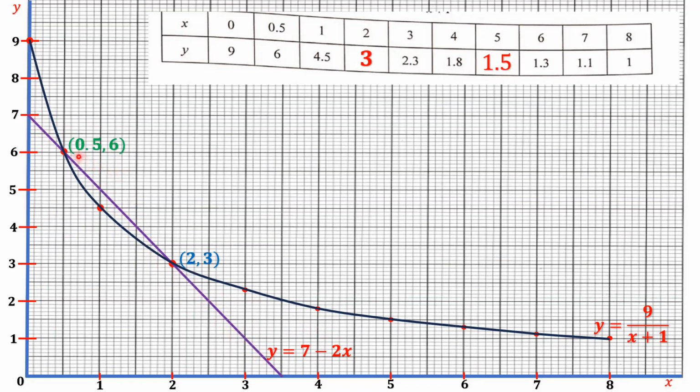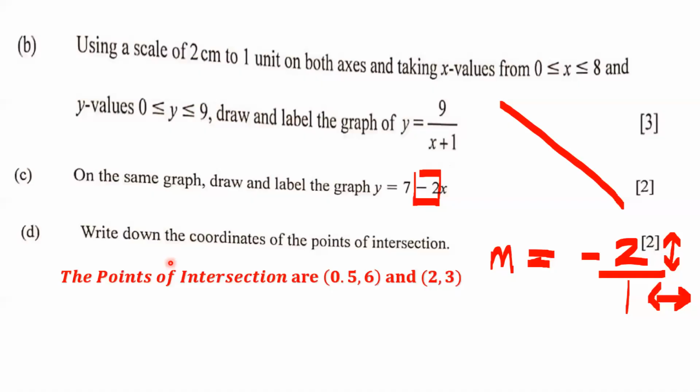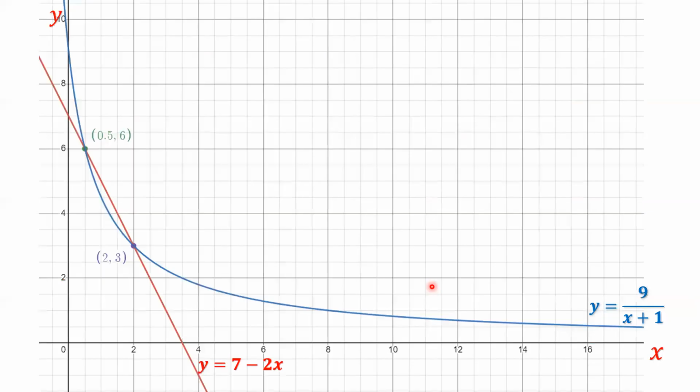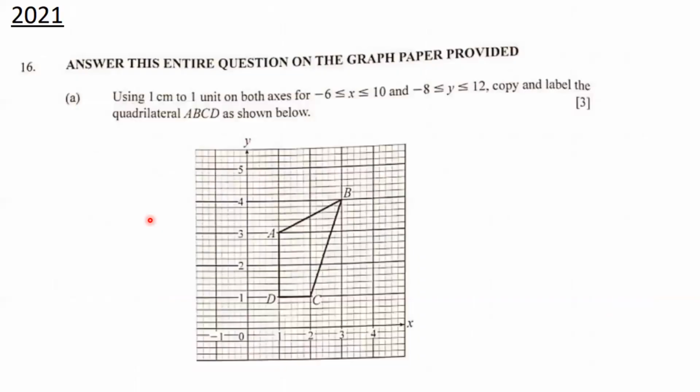The point where they intersect is going to be 0.56, at 2, 3. So that's going to be the point of intersection, 2, 3. Okay, this is it represented again, but this is a computer generated graph. As you can see, the point of intersection is the same as we found.